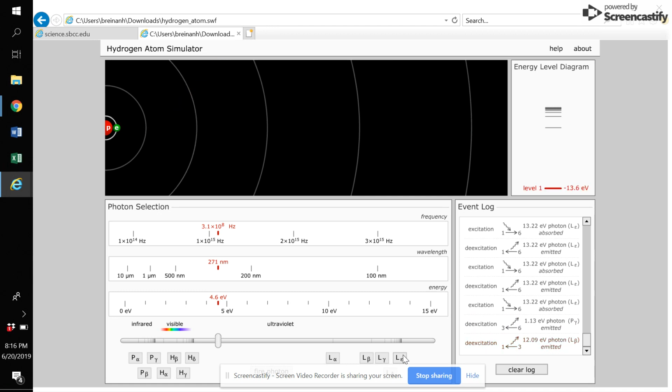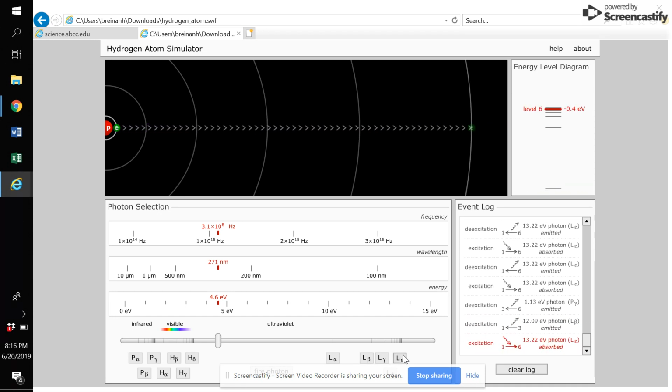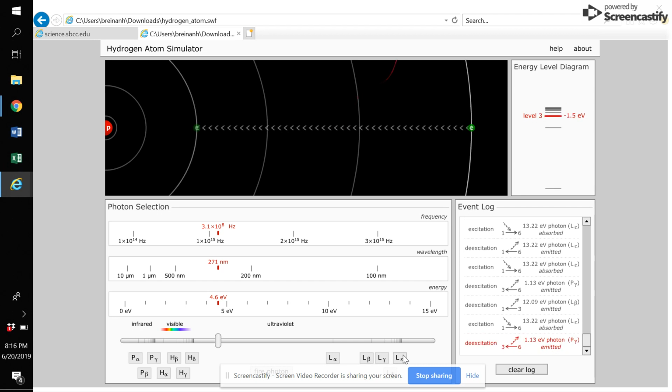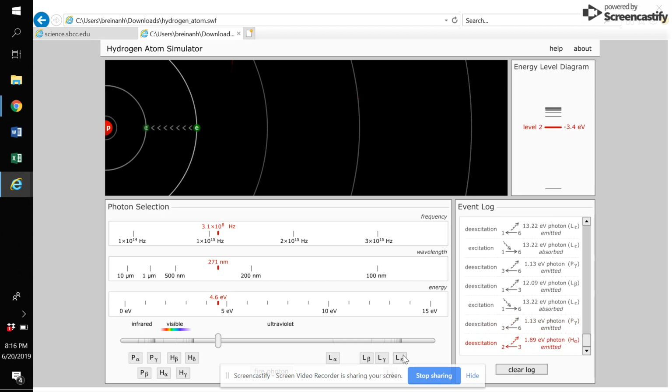If I repeat one more time, still look at the energy level diagram in the upper right. The electron moves from level 1 to level 6. It's going to lose some energy. This time again to level 3. And then to level 2. And now it will go to level 1. And I'll do it one last time.